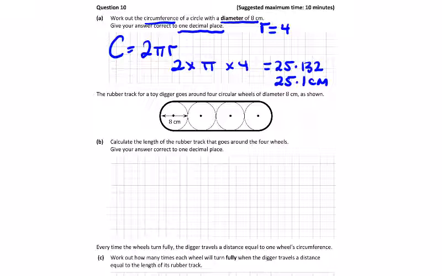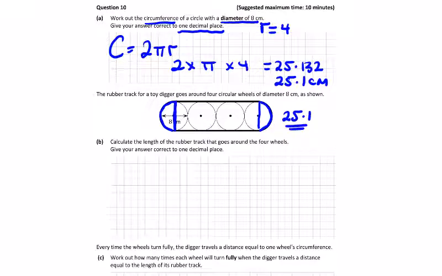And then underneath that, we have a rubber track for a toy digger, and it goes around 4 circular wheels of diameter 8. So it's the same circle. Calculate the length of the rubber track that goes around the 4 wheels. I'm going to draw a line down here. So to the left of that is half a circle. And I'm going to draw a line down here, and to the right of that is half a circle. So those two added together are 25.1.